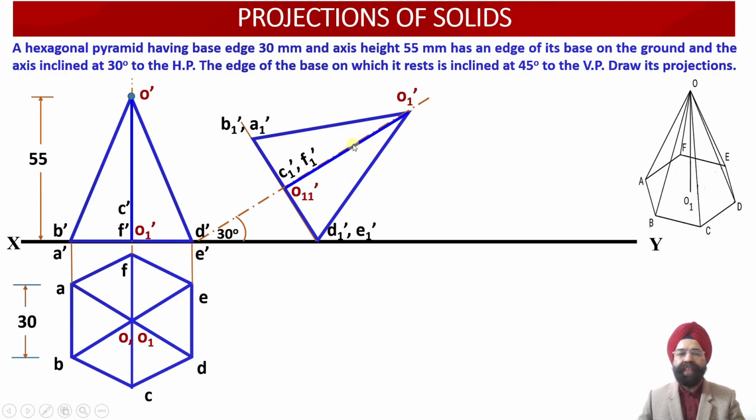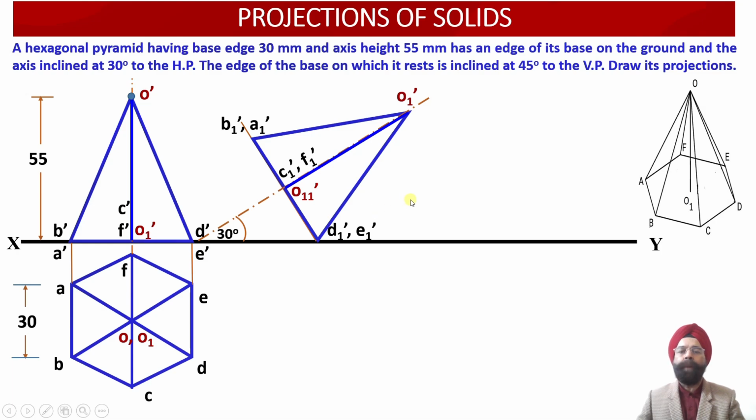Now we can also join this dark, that is O1 dash, C1 dash, F1 dash. Again it will be joined using object line, because it was appearing as an object line in the previous elevation projection view. So now we have been able to obtain the elevation projections corresponding to the inclined hexagonal pyramid when it happens to be resting onto the ground on one of the edges of the base, while the axis is inclined with respect to horizontal plane at an angle of 30 degree.